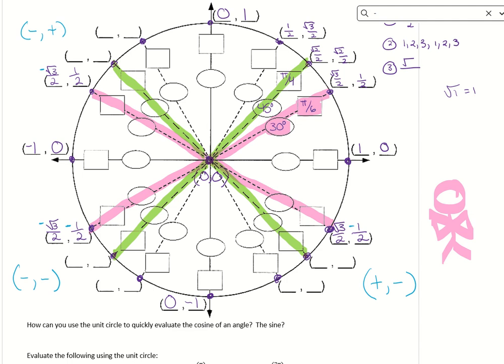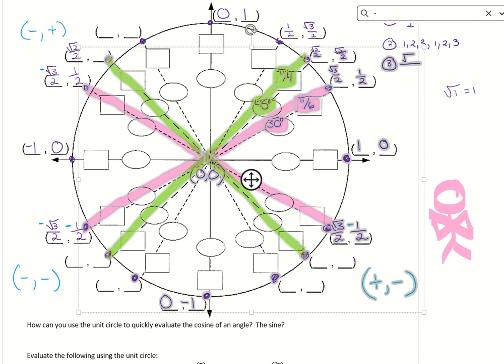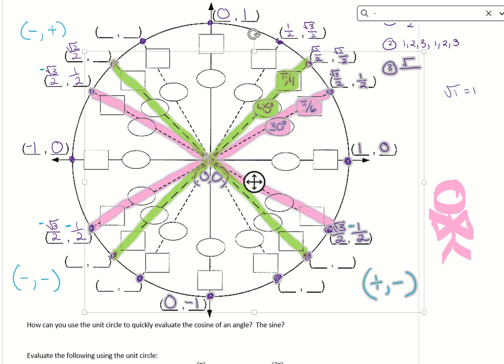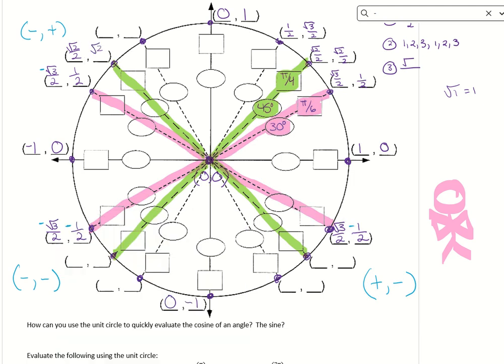So now we can copy those x and y coordinates. So root 2 over 2, root 2 over 2, root 2 over 2, root 2 over 2, root 2 over 2, root 2 over 2. And now the only thing we have left to do is make sure our signs are where we need them. So a negative here, we need a negative on both of these, and we need a negative on our y.